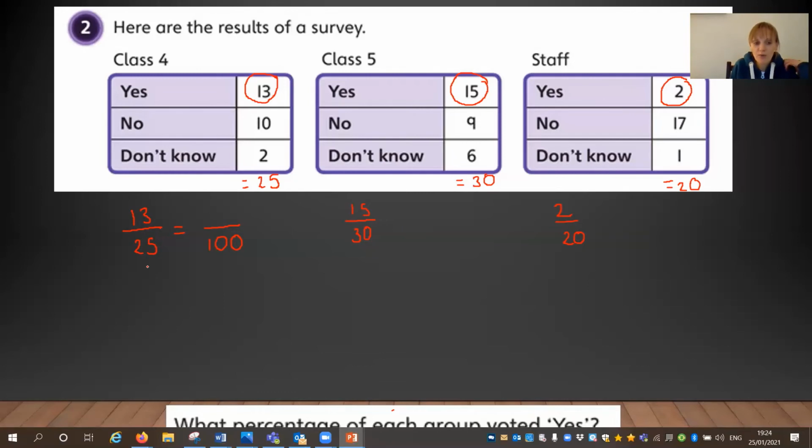All right, so for class 4, 25 to get to 100 multiplies by 4, doesn't it? So what do we have to do to 13? Same as the bottom. We have to times it by 4.